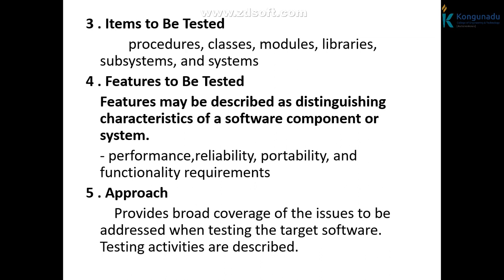Next one is features to be tested. Features may be described as distinguished characteristics of a software component or system. In this component of the test plan, the testers give another view of the entities to be tested by describing them in terms of the features they encompass. Features may be described as performance, reliability, portability and functionality requirements.